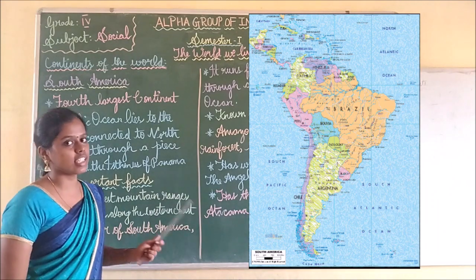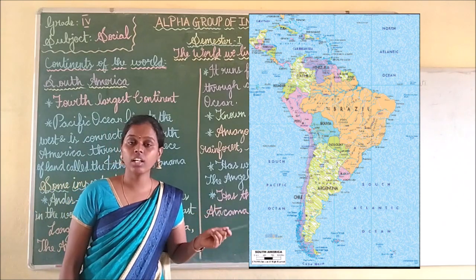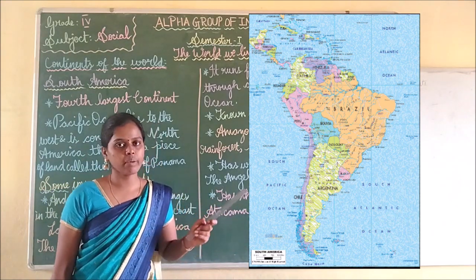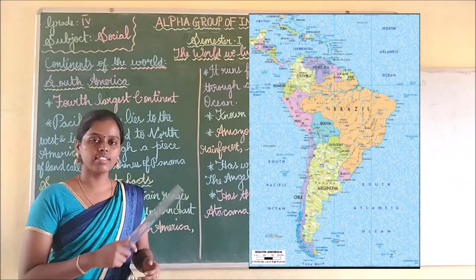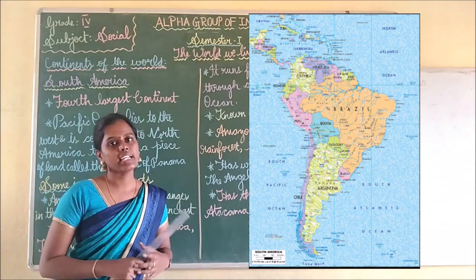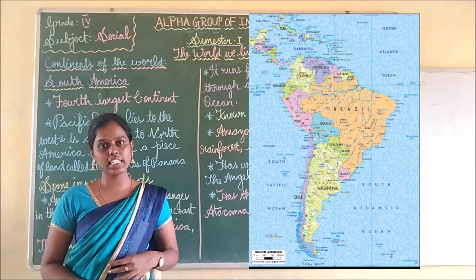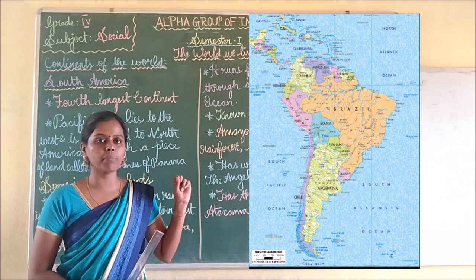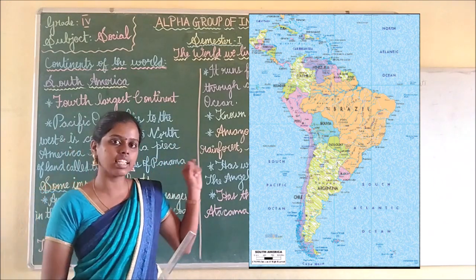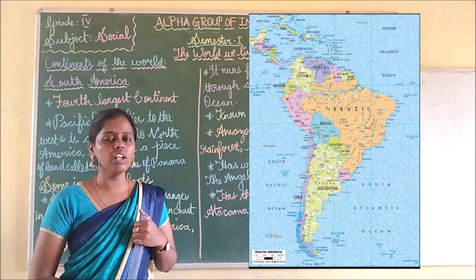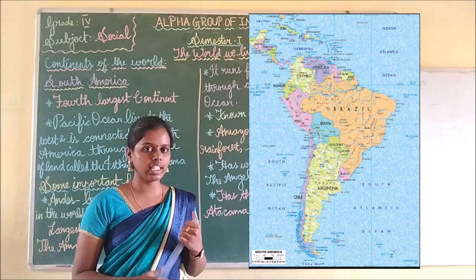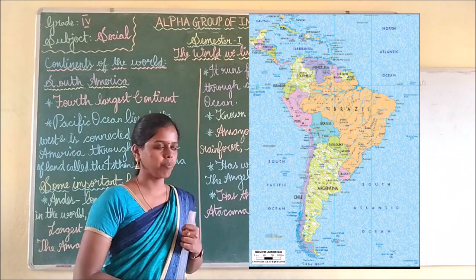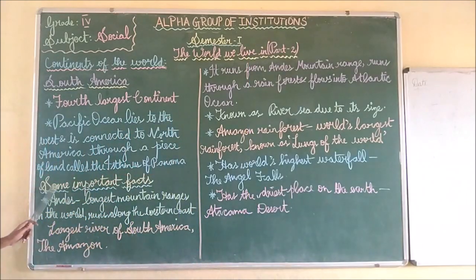Now you are seeing South America on the world map. This is the place where South America is located. These are some of the important places of South America. They have marked each and every country in this map, so it will be useful while you are reading and for your future also. Now we will see some of the important features of South America. See, the first one is the Andes.